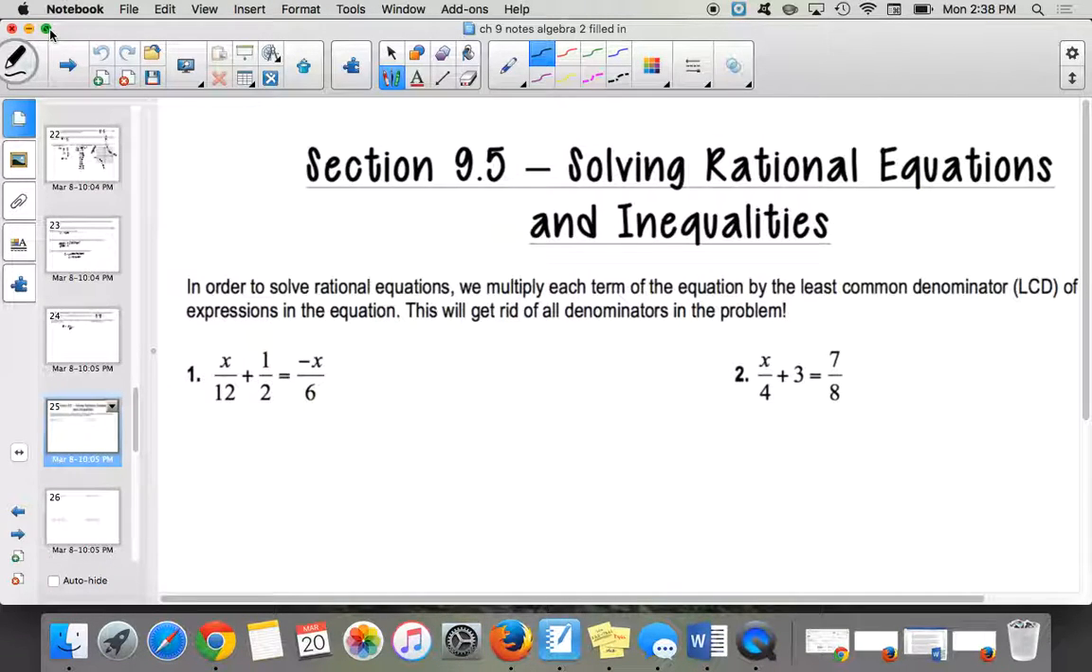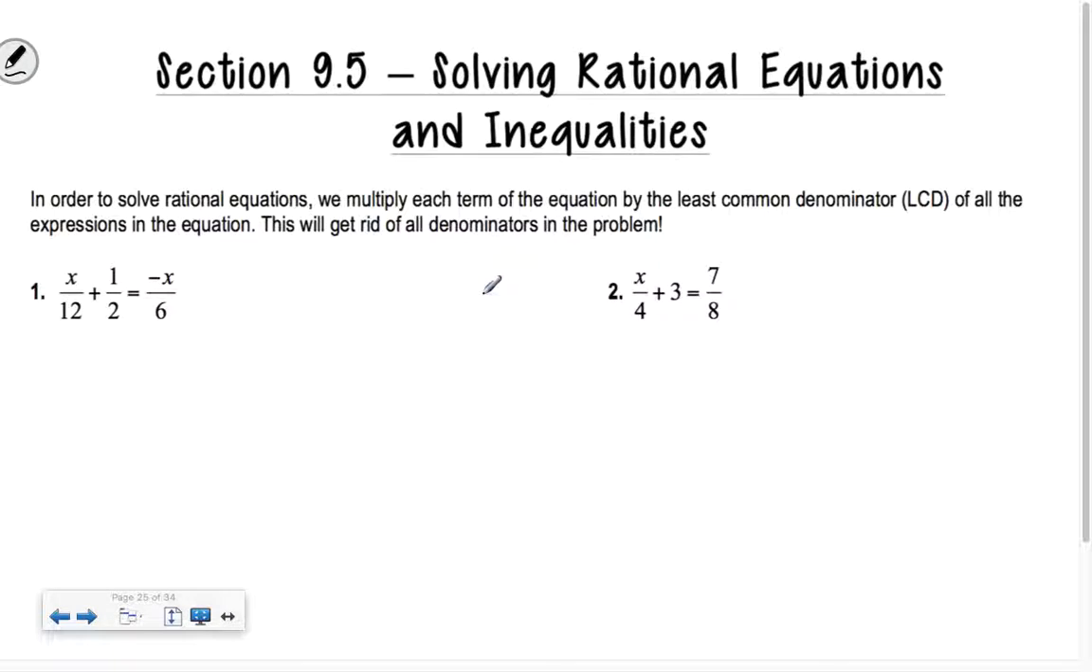Right, so section 9.5 is on solving rational equations and inequalities. We learned how to do this at the very beginning of the year, how to clear fractions. It says in order to solve rational equations, we multiply each term of the equation by the least common denominator. So we could do things the long way, right?